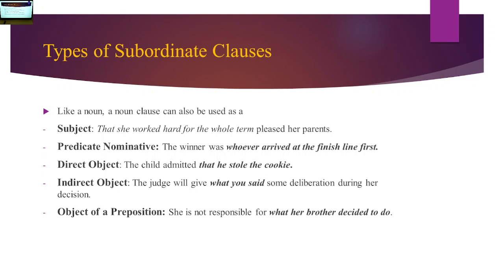And finally, we have the object of preposition. So when you say she is not responsible for what her brother decided to do. So as you know, the object of preposition is part of the prepositional phrase, right? And a prepositional phrase consists of a preposition, modifiers, and object of preposition, which is the first noun after the preposition. Here, for what her brother decided to do, this is a noun clause that functions as an object of preposition.